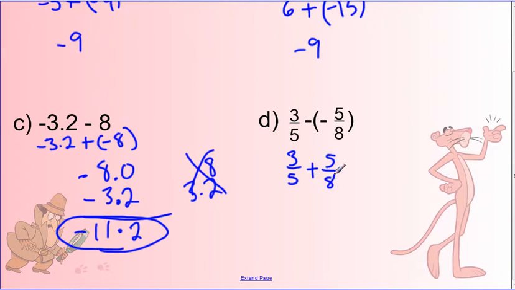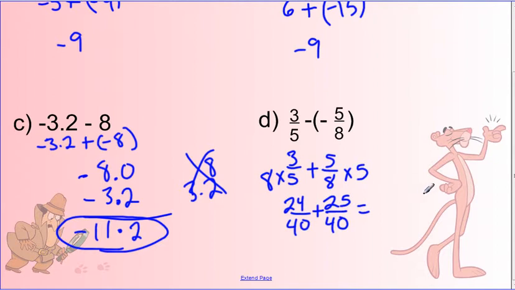So if you think of your times tables of 8, what's the first number that 5 goes into? And I believe the answer is 40. So this one's going to take times by 8. This one we're going to take times by 5. So 5 times 5 is 25. 3 times 8 is 24. Add them together. 25 plus 24 is 49 out of 40.